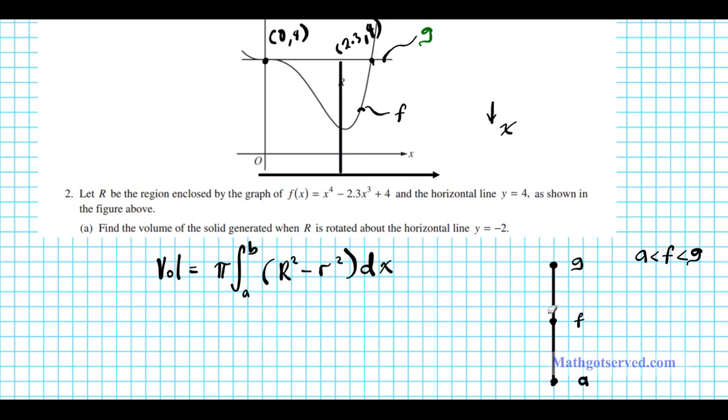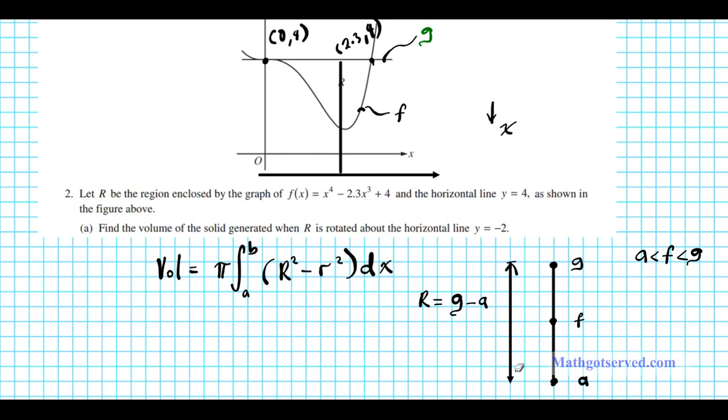Okay. So for the outer radius, we're going to calculate this length, the length from the top all the way down to the bottom. That will be our outer radius. So how long is that? The outer radius, this is going to be big R. Big R is going to be the distance from the top to the bottom. So that's going to be G minus A. So that's our outer radius.